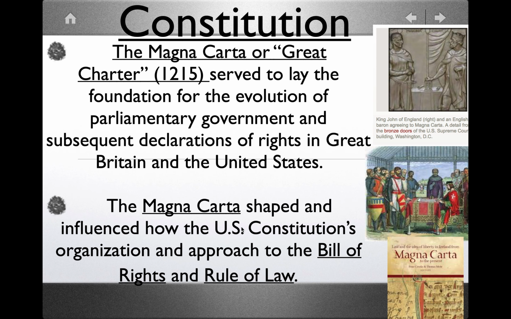Now, the Magna Carta shaped and influenced the U.S. Constitution very much. It influences our Bill of Rights. And it gives us this idea of a rule of law. It's the beginning of this very important idea of rule of law. So under this social contract that the Enlightenment philosophers argue, one big idea is you have to have rule of law, which means the law is the rule, and that we all have to follow the expectations of the law, including the President of the United States.